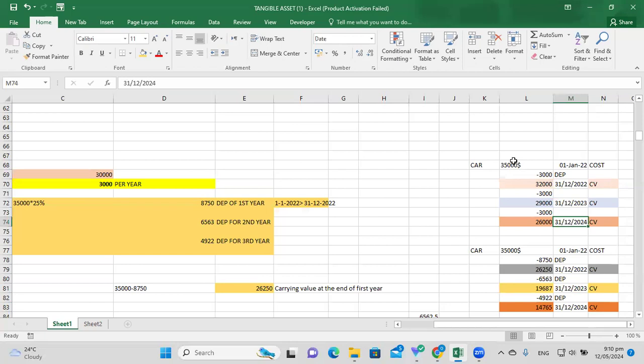So for straight line method, it is pretty simple. The depreciation is the same for every year, so you just subtract the depreciation and you get the carrying value at the end of first year, then at the end of second year, and then at the end of third year. All right. But for the reducing balance method, you need to calculate new depreciation for every year. All right. So I hope this is clear.